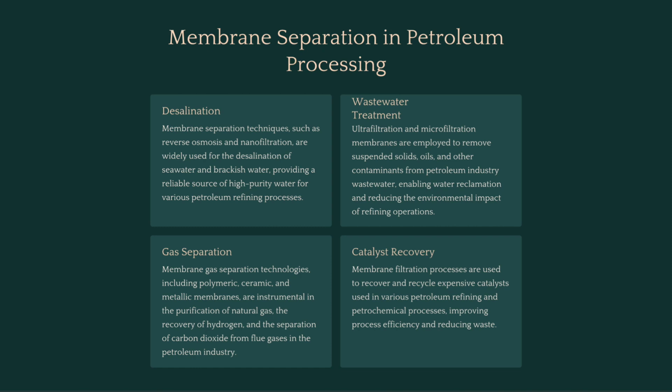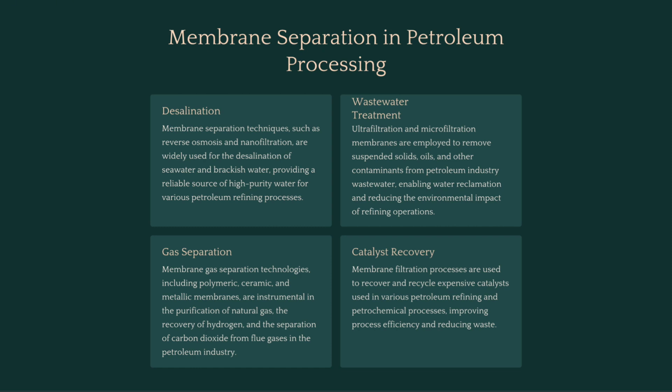So in desalination, membrane separation techniques such as reverse osmosis and nanofiltration are widely used for the desalination of seawater and brackish water, providing a reliable source of high purity water for various petroleum refinery processes. Next is the wastewater treatment. So ultrafiltration and microfiltration membranes are employed to remove suspended solids, oils, and other contaminants from petroleum industry wastewater, enabling water reclamation and reducing the environmental impact of refining operations.